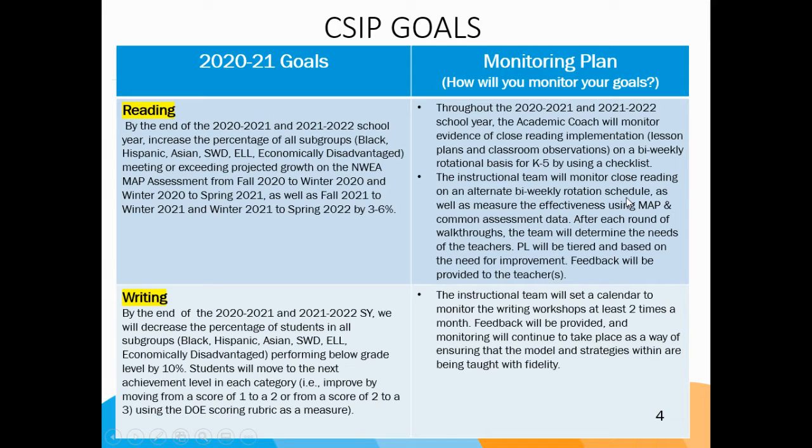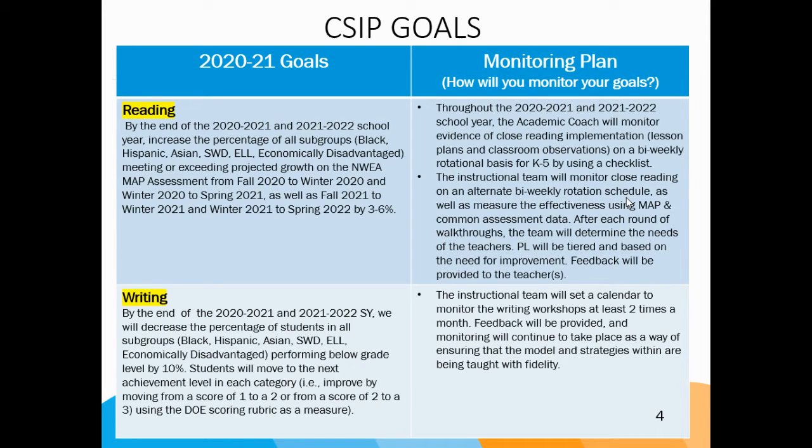For our CSIP goals for 2020-2021, reading: by the end of the 2021-2022 school year, increase the percentage of all subgroups, which includes Black, Hispanic, Asian, students with disabilities, ELL, and economically disadvantaged, meeting or exceeding projected growth on the NWEA MAP assessment for fall 2020 to winter 2020 and winter 2020 to spring 2021, as well as fall 2021 to winter 2021 and winter 2021 to spring 2022, by 3 to 6%.